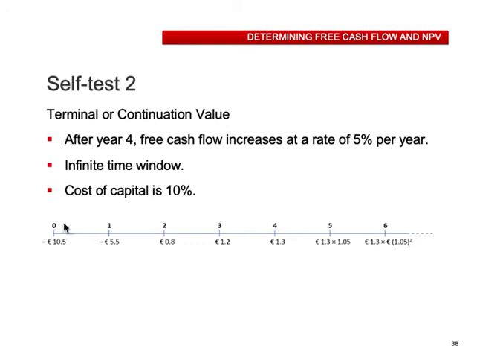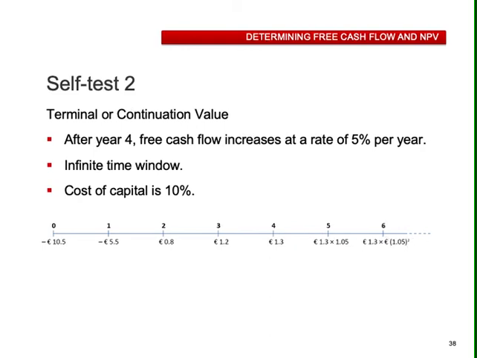Mars Landing is expecting an investment of 10.5 million at T0. The expected free cash flow is 5.5 million negative in year 1, and in years 2, 3, and 4 they expect a positive cash inflow. After year 4, so year 5, 6, and onwards, Mars Landing expects the free cash flow to increase at the rate of 5% per year.